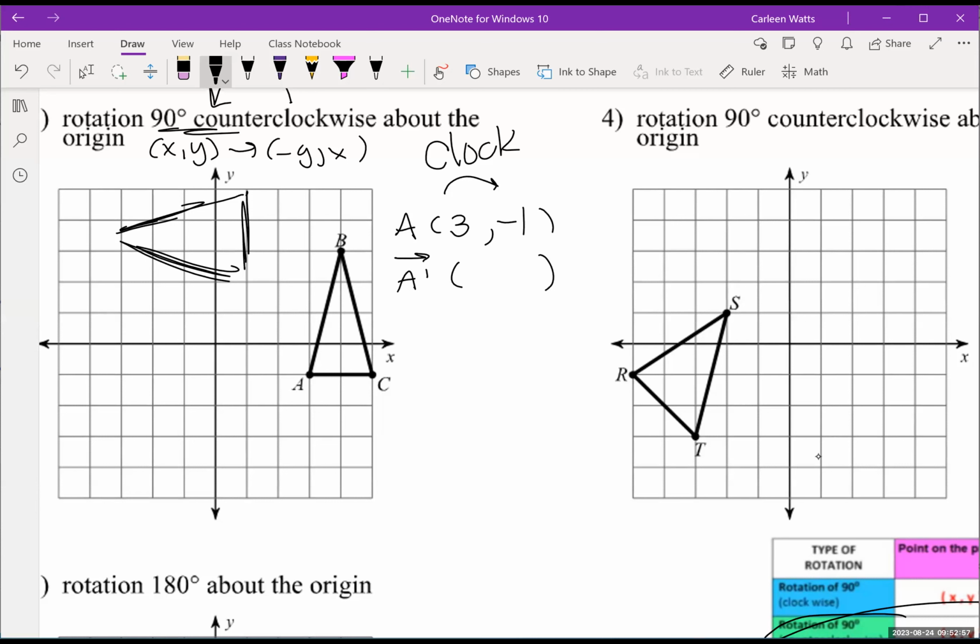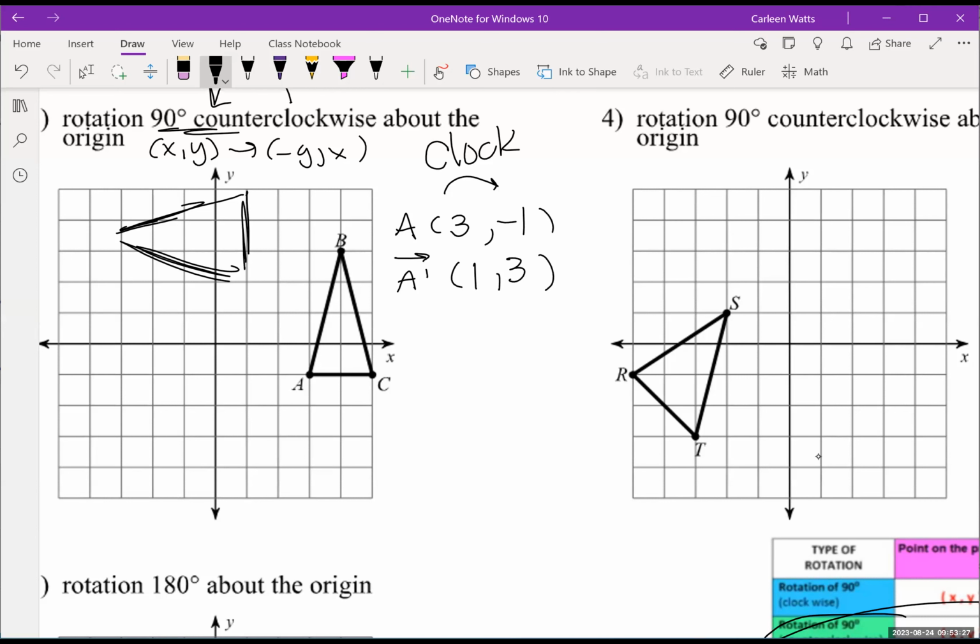So (3, -1) goes to... Oh, so close. So close. One of those. Oh, no. So close. Change one more sign. Okay. The -1. Oh, wait. Okay. Anyway, the -1 moves to the front and changes sign. The 3 stays. Now, this is the cool part.